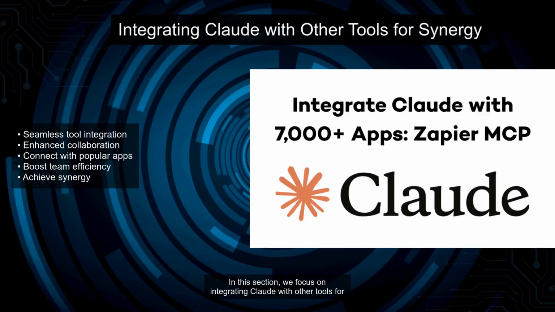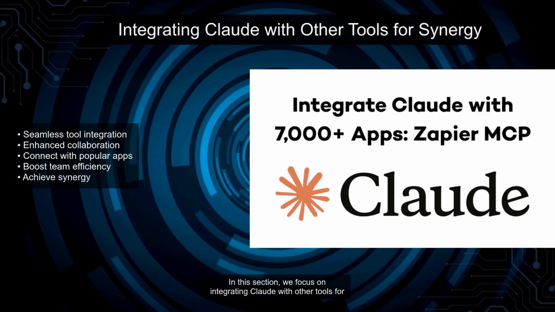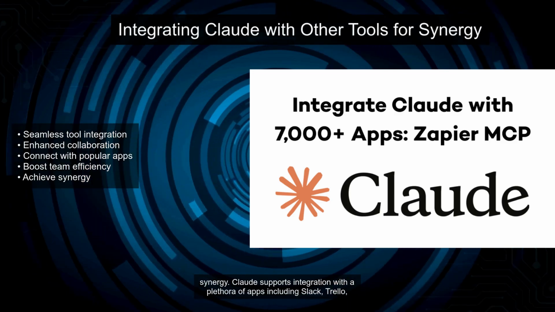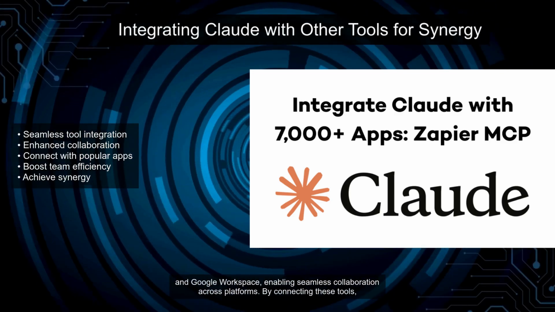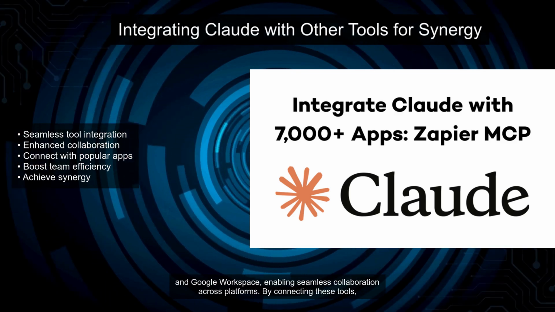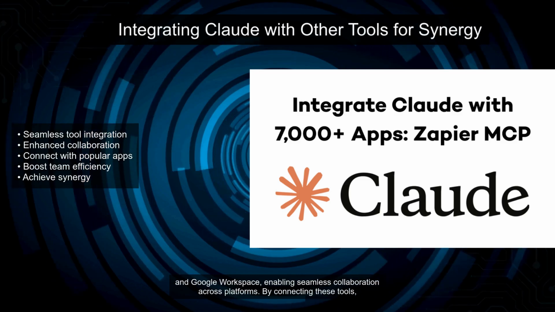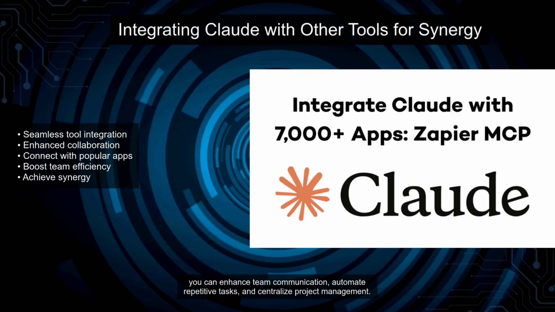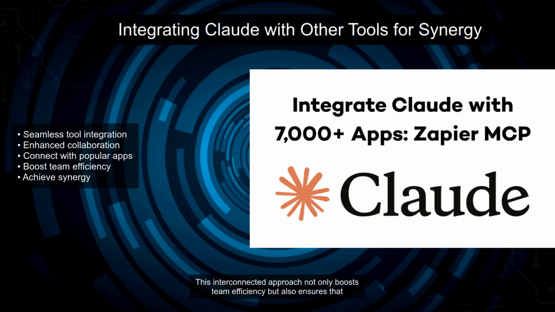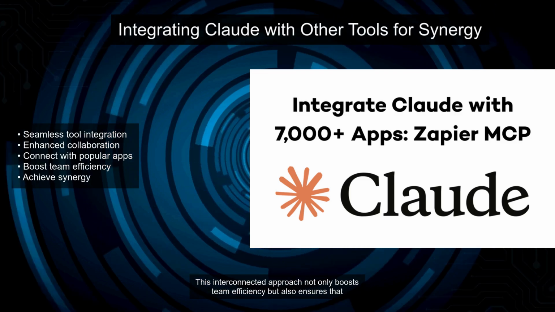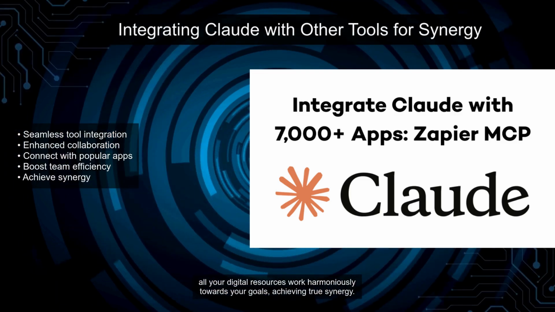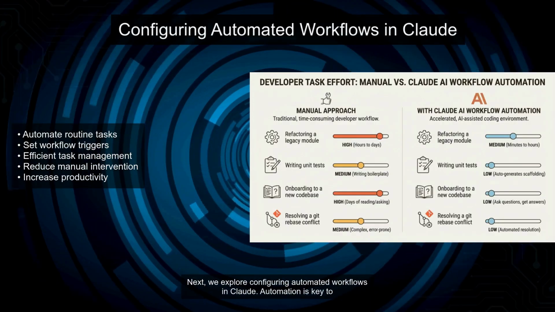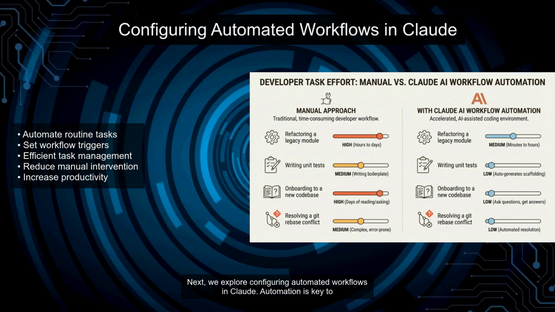In this section, we focus on integrating Claude with other tools for synergy. Claude supports integration with a plethora of apps including Slack, Trello, and Google Workspace, enabling seamless collaboration across platforms. By connecting these tools, you can enhance team communication, automate repetitive tasks, and centralize project management. This interconnected approach not only boosts team efficiency but also ensures that all your digital resources work harmoniously towards your goals, achieving true synergy. Next, we explore configuring automated workflows in Claude.